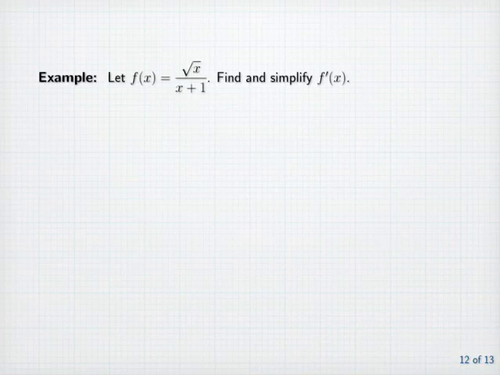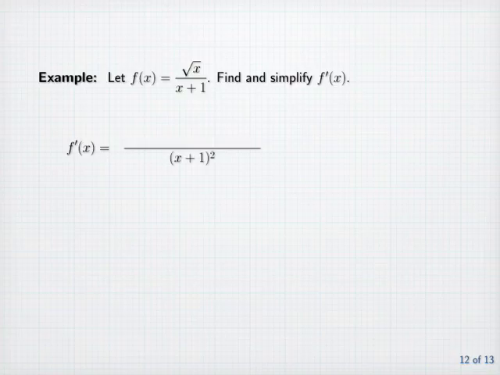Another example. Let f of x equal the square root of x divided by x plus 1. Again, we use the quotient rule. f prime of x will be a fraction whose denominator is x plus 1 squared, and we write the numerator by taking the derivative of the square root of x, multiplying by x plus 1, then subtracting the square root of x times the derivative of x plus 1.